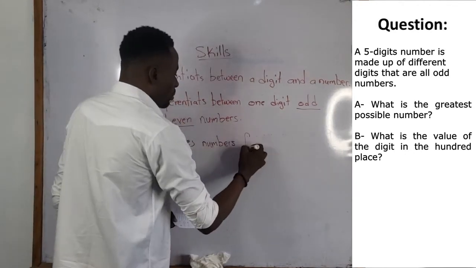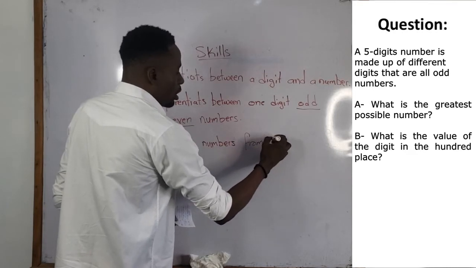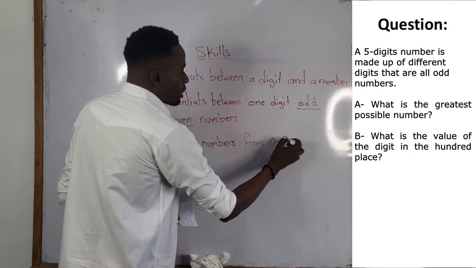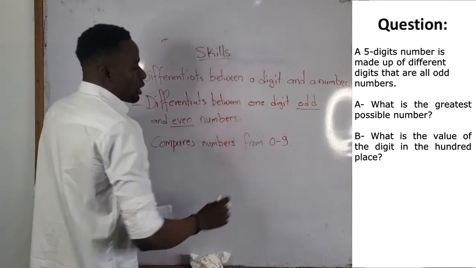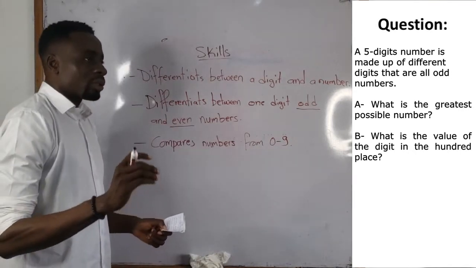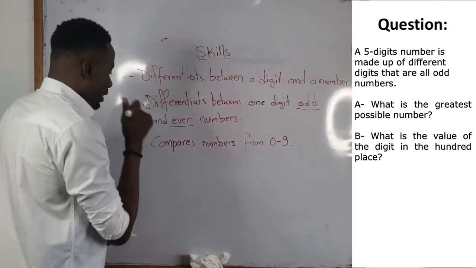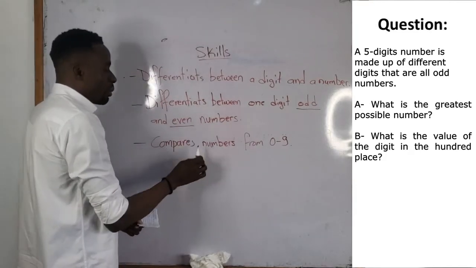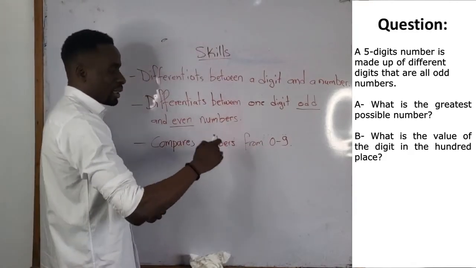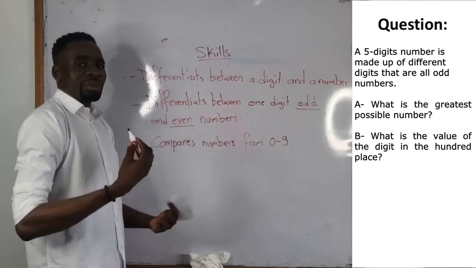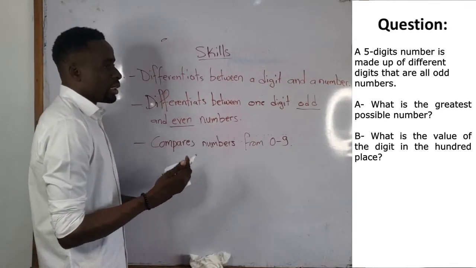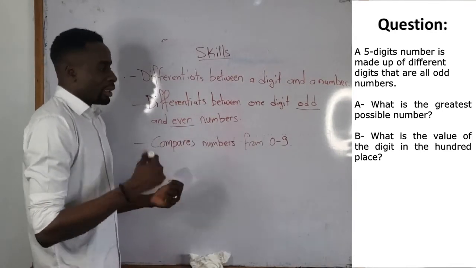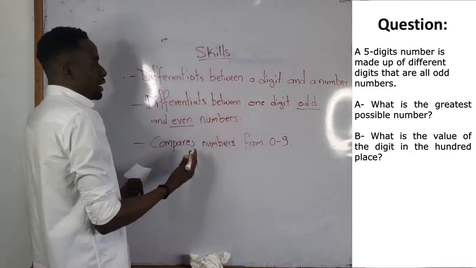numbers from 0 to 9. Because we are talking about digit numbers, and in this case, we need to be able to compare our numbers from 0 to 9, knowing which one is the biggest. Is it 9 and 8, which one is bigger? So that's a skill that a student will know.